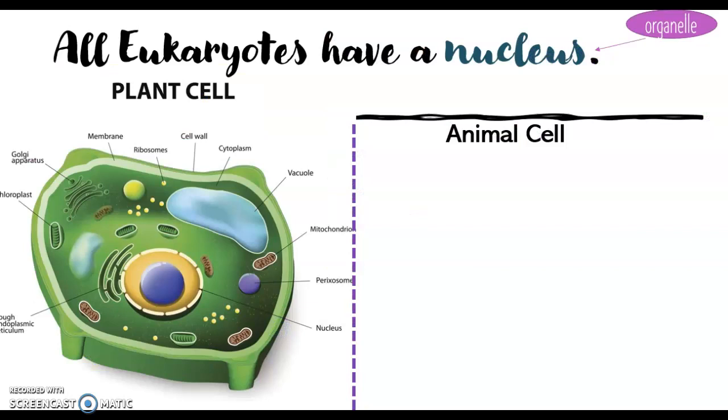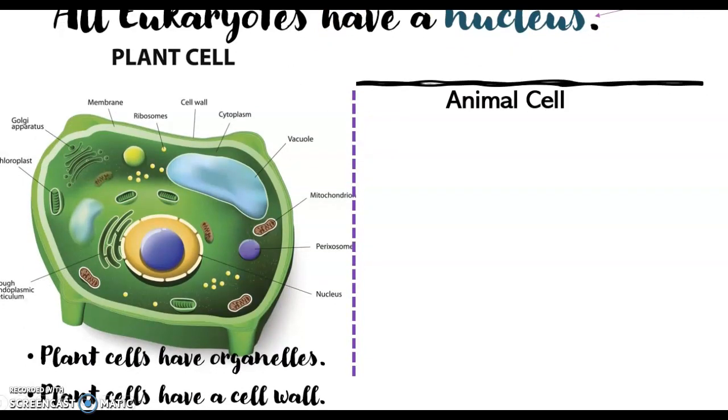So all eukaryotes have a nucleus. Remember, that's an organelle. You can see all the different types of organelles in here. Here we got a mitochondria, chloroplast, we've got some ribosomes here, and so forth and so on, including something a little bit different. It has a cell wall. And the cell wall, actually, here's the cell membrane. And then this green part, and some of it is pretty thick, some parts are thinner, are the cell wall. So plant cells have organelles. Plant cells also have a cell wall.